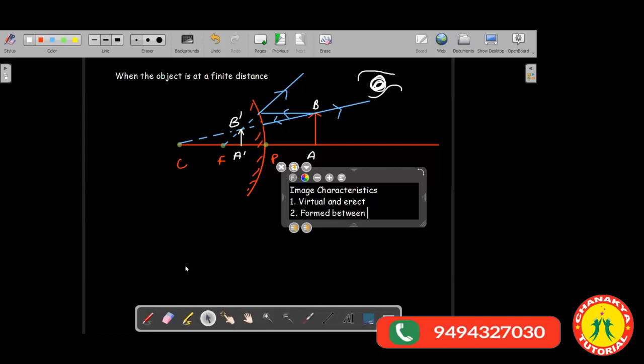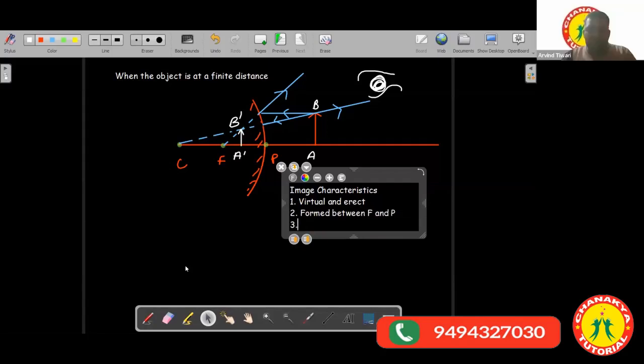Enlarged or diminished? Diminished. Yes, it is diminished. Okay. So these are the three characteristics. Every time when you are drawing the ray diagram, draw the image, draw the diagram, write the characteristics.